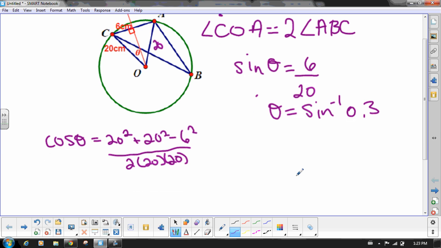So this is a rearranged version of the cosine law. The key to this question is once you get your value of theta, you need to remember to cut it in half, because the angle you're looking for is half the size of the central angle. So either one of these methods work. You just need to remember your trig ratios or when to use cosine law.